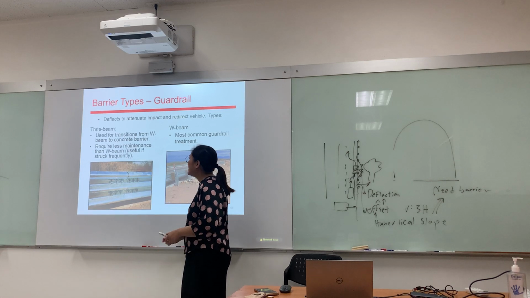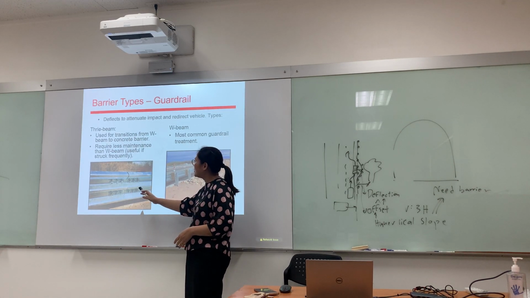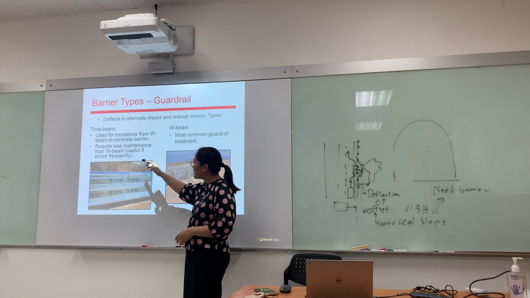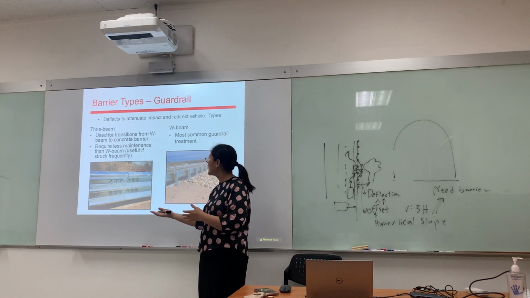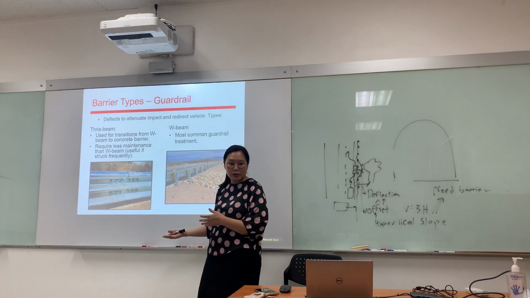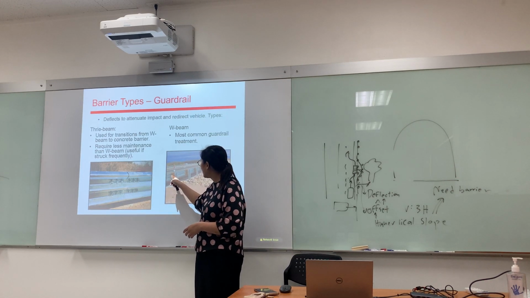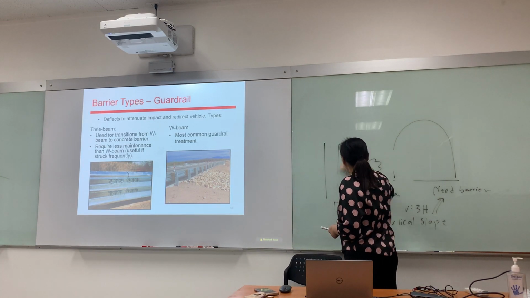For tri-beam, we call it semi-rigid guardrail. It's quite strong, stronger than W-beam, and needs less maintenance than W-beam, because when the vehicle hits it, it's not going to deflect that much. And it needs to use a block out too. This is what we call block out.